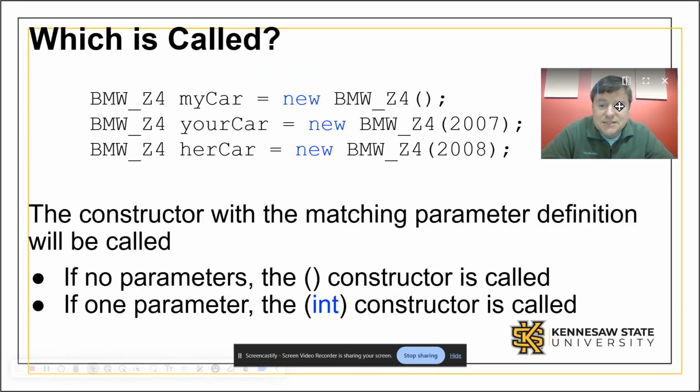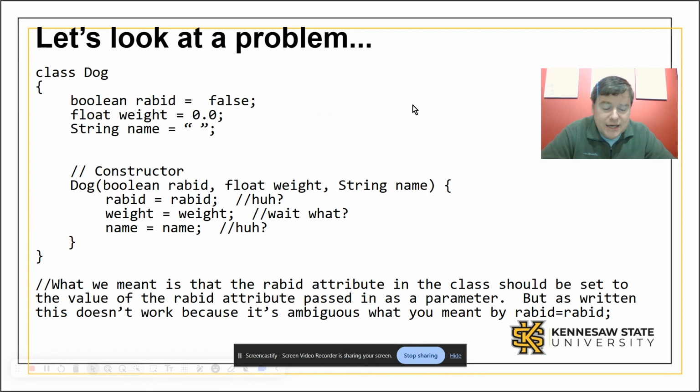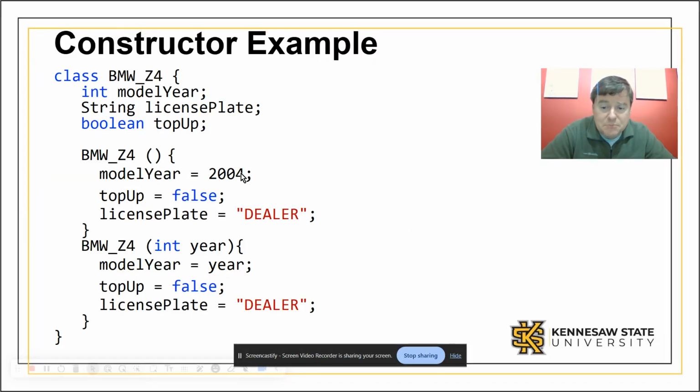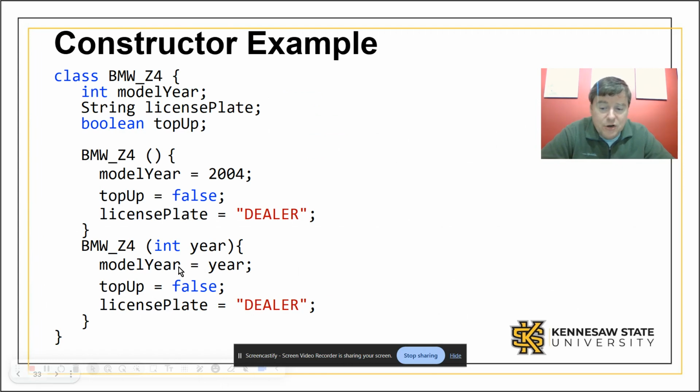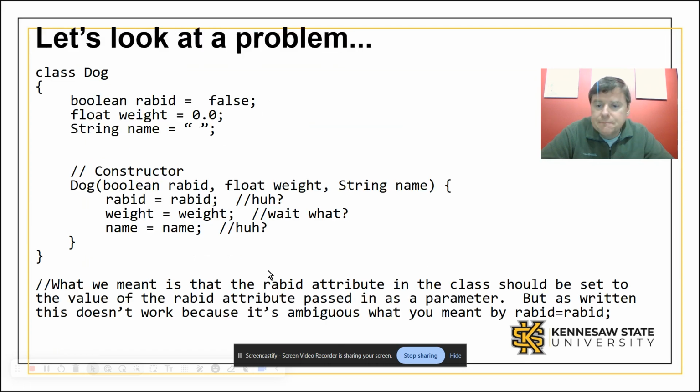So if we take this example and we create a my car, which is equal to new BMW Z4, and then open close paren, if we look at that particular car, you'll see that its model year will be 2004, its top up and down will be false, and its license plate will say dealer. Whereas your car, new BMW Z4 2007, will be of a 2007 year because it'll call this constructor and actually set the year when it's creating the car. All right? So let's take a look at a problem.